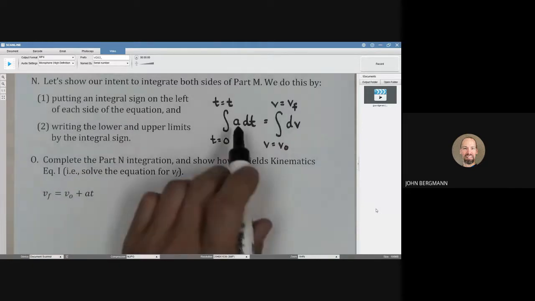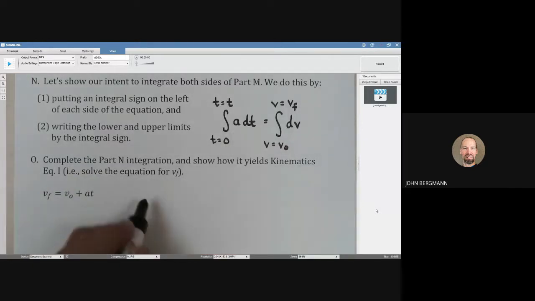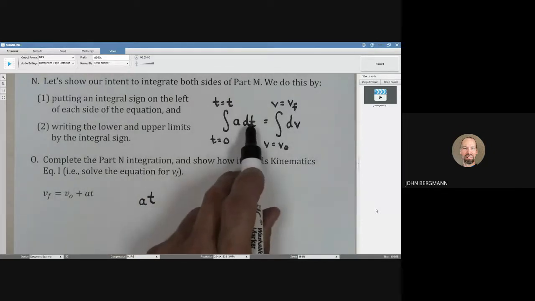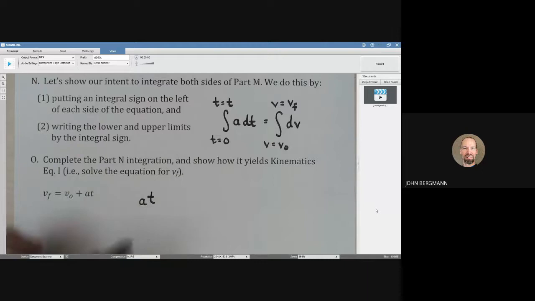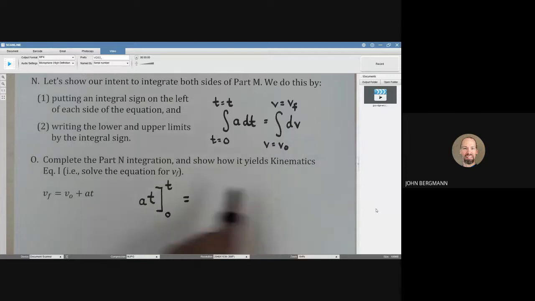If we integrate this, what are we going to get? If you integrate a dt with respect to time, don't you get a t? In other words, it's a multiplied by no t almost, and then now we're going to power up. We're going to increase the power from essentially 0 to 1, and the limits are from 0 to t. And on this side, when you integrate dv, you get v. And those limits need to be evaluated from v naught all the way up to vf.